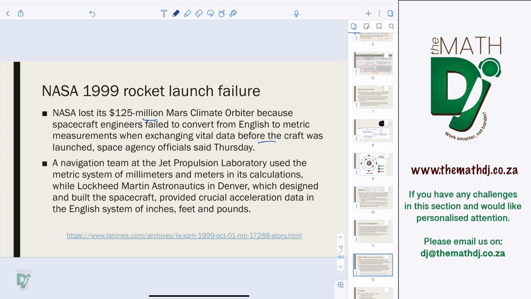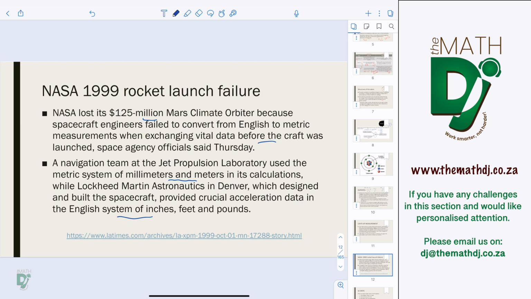So basically there were two groups of companies working together in the development of a spacecraft. One group was using metric units and the other was using English units. A navigation team at Jet Propulsion Laboratory used the metric system, which is millimeters and meters, in its calculations, whilst Lockheed Martin Astronautics in Denver, which designed and built the spacecraft, provided crucial acceleration data in the English system, which is inches, feet, and pounds.